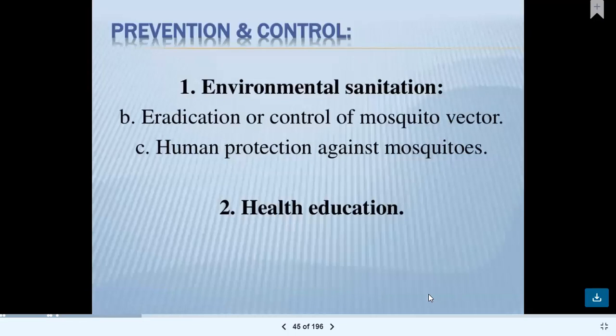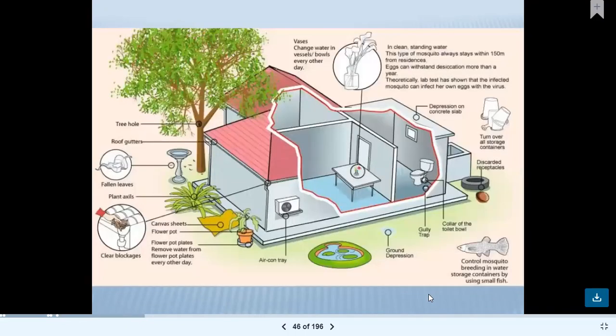Now, what are the prevention and control? The first one is environmental sanitation, that is a must for it. That is eradication or control of the mosquito vector, and human protection against mosquitoes. The second most important point is health education, educating people regarding prevention.